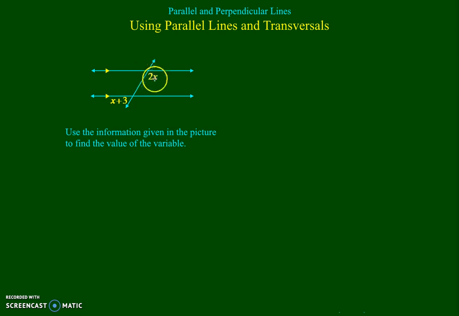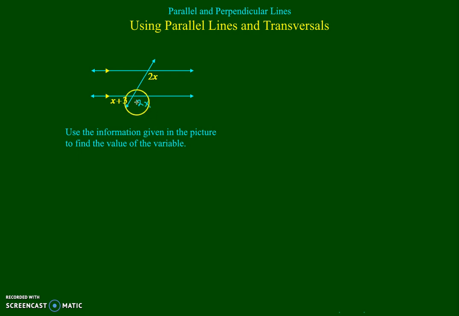Well, I know that if this is 2x, this angle corresponds to that angle, so this angle must also be 2x, because if 2 parallel lines are cut by a transversal, corresponding angles are congruent. So I know that if this is 2x, this has to be 2x as well. So we can write in here 2x.